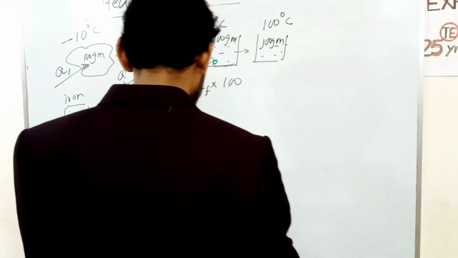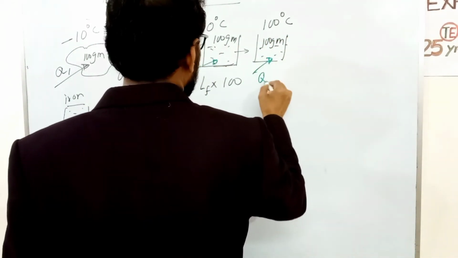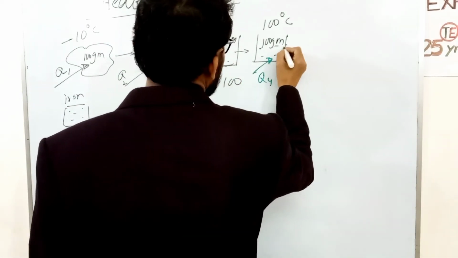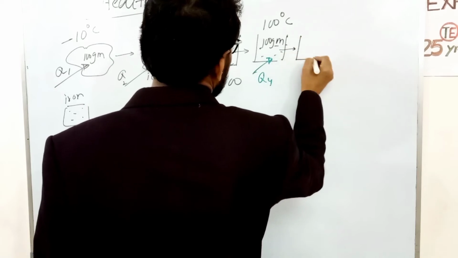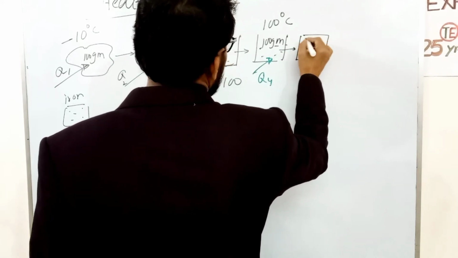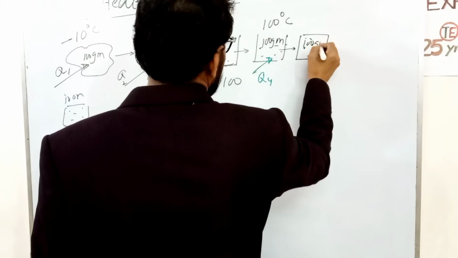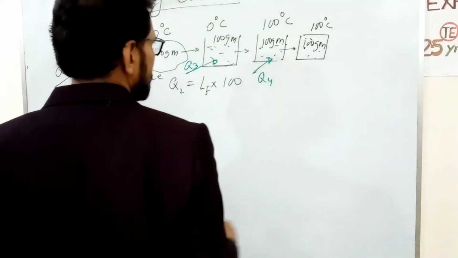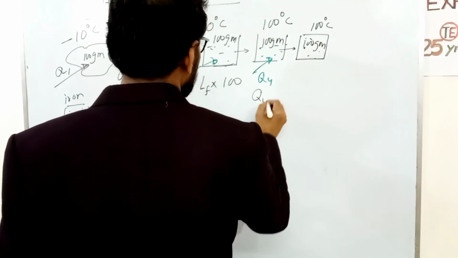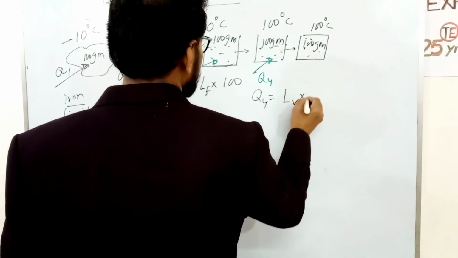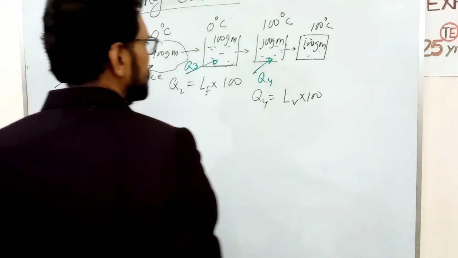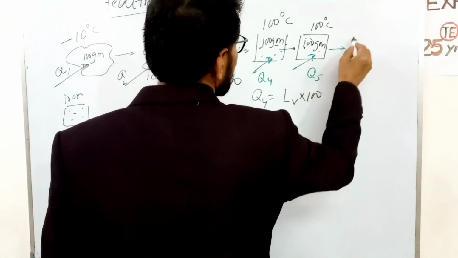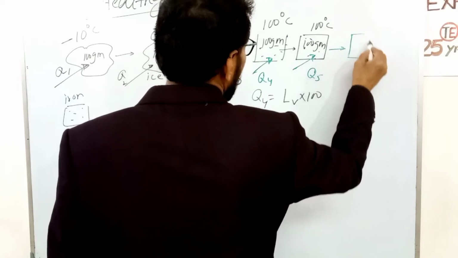Now if heat is supplied here, then 100 gram water is converted to 100 gram steam, and the temperature remains the same. So Q4 equals latent heat of vaporization into 100. Now if heat is supplied here, then it is converted to steam of higher temperature.